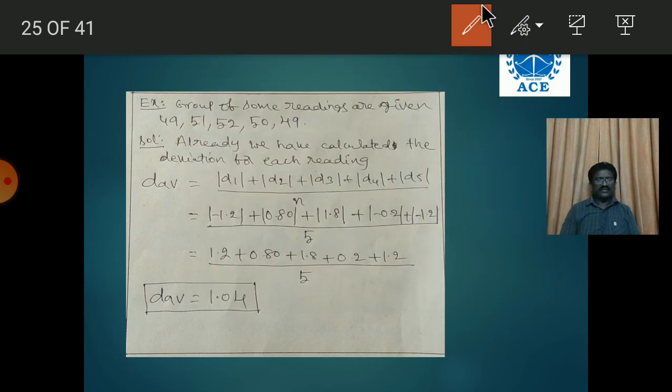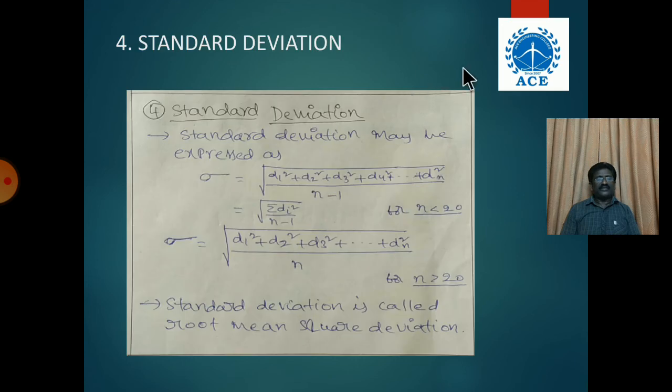Next one, I am going to explain standard deviation. Standard deviation may be expressed as sigma. The standard deviation is the square root of the sum of the squares of the deviations.